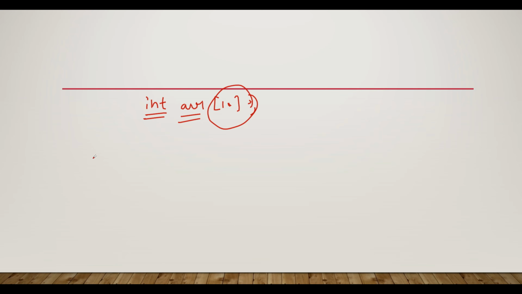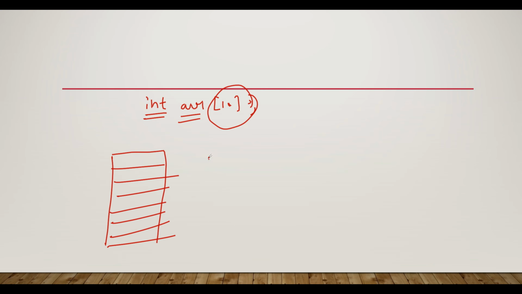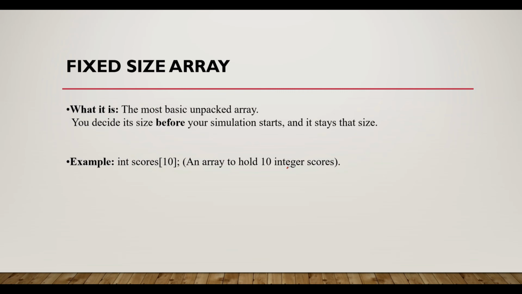Now let's see the memory structure of an unpacked array. Suppose you have created a dimension of 10. It will look something like this: it starts from a[0] and goes up to a[9]. Here you can see we have different memory allocations, or different memory has been created. This is what you see in an unpacked array. Now let's see its applications: fixed size array, dynamic array, queue, and so on.